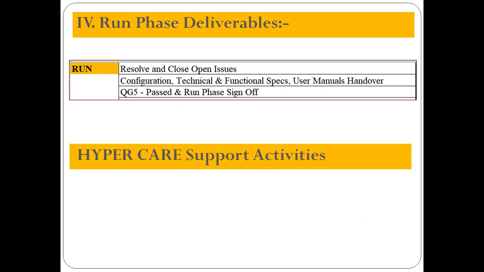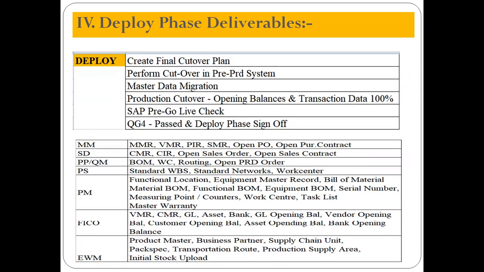Next we are going to discuss the run phase, what we are going to do. Maybe I missed one point here: for cutover activity, there are two different cutover activities. One is the mock rehearsal cutover activity. The second one is the production cutover activity. So why are there two different cutover activities, right?